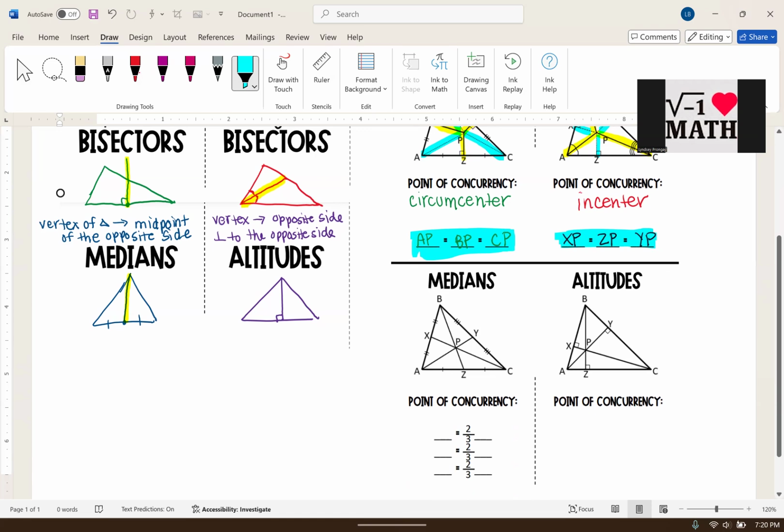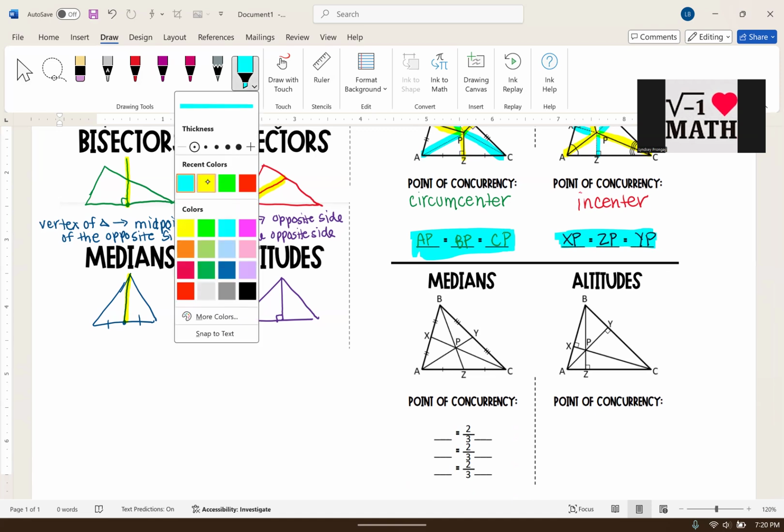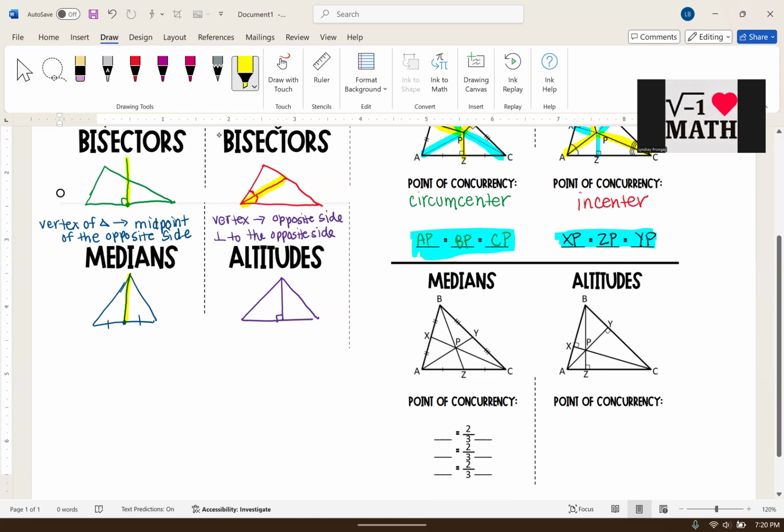The next one is medians. The medians are going from a vertex to the opposite side so that it cuts it in half. So here they're all going to kind of crisscross each other. So AY, BZ, and XC. Sorry, lost my train of thought there for a second. So they go like that. They crisscross, they intersect at P. The point of concurrency on this one is called the centroid.